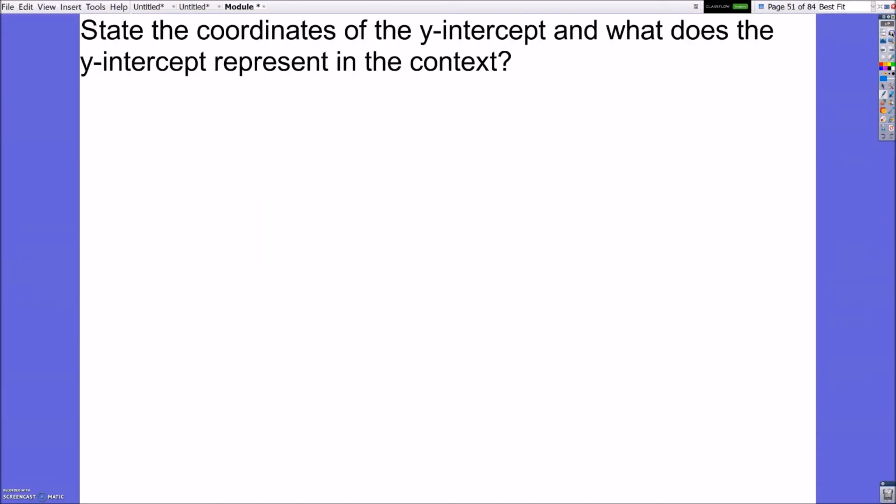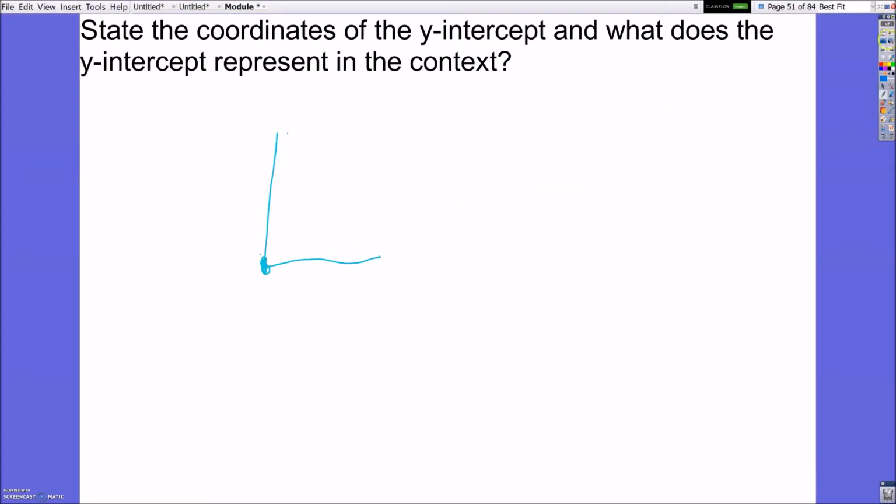And it says state the coordinate of the y-intercept, and what does that represent? Now we already graphed the y-intercept. That was the point right here at the origin. What that means is if I buy 0 flats, I'm going to have to pay $0. They're not going to charge you for anything.